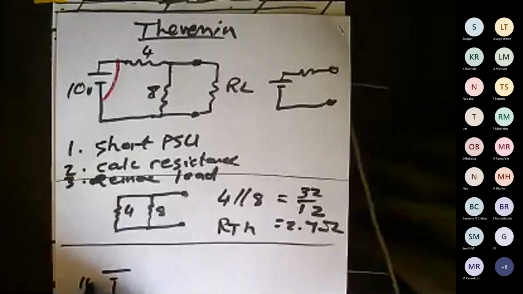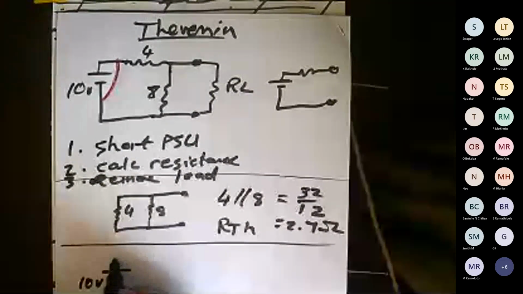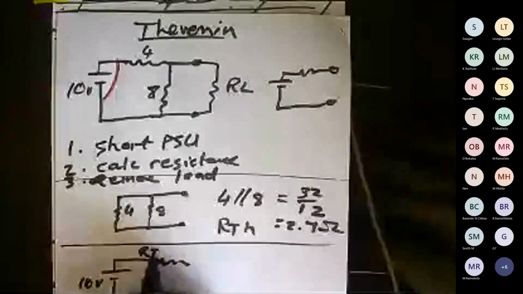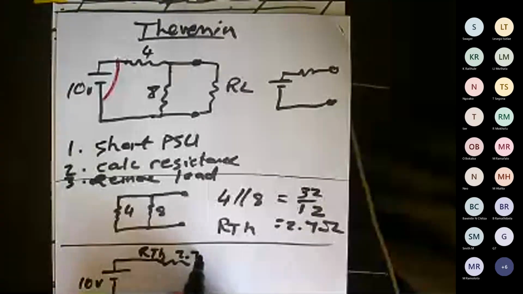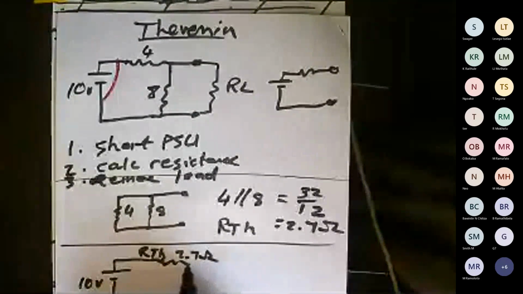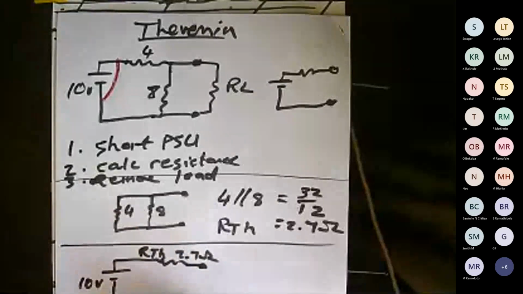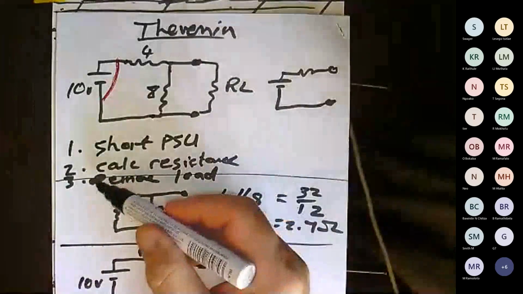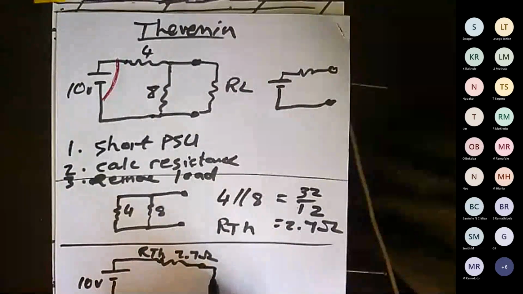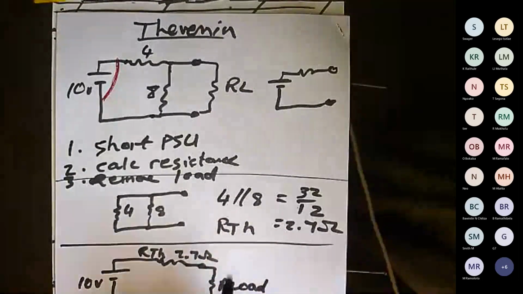So there's my 10 volt battery, and there is my R Thevenin of 2.7 ohm. There it is, and there's my output terminal. Now the resistor that I removed, the load, I'm putting it back. So I'm putting RL, the load resistor, back there. So there are my two terminals.